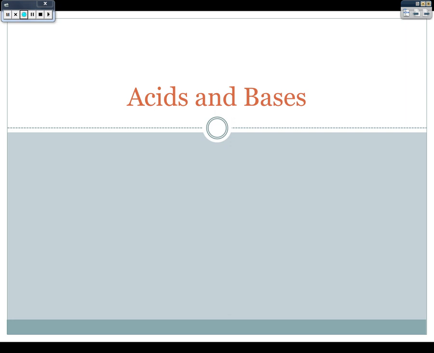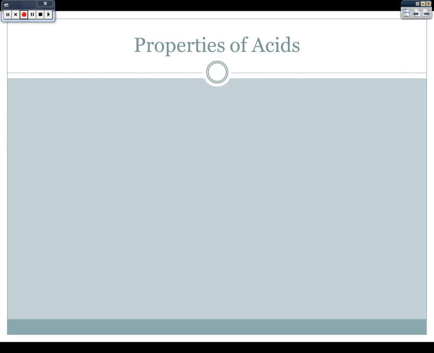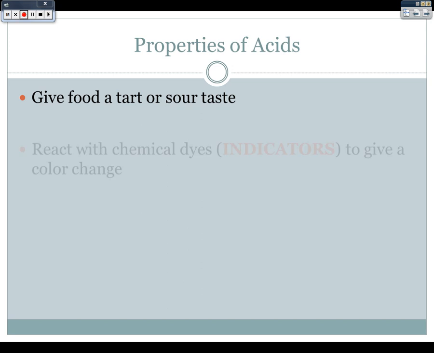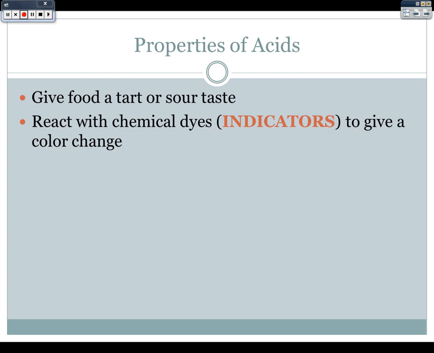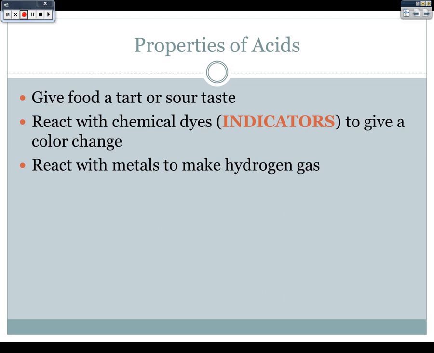Alright, so let's talk about acids and bases. This is going to be our second to last topic, okay? So acids are the things that give food a tart or sour taste. They react with chemical dyes, which we call indicators, to give a color change. And depending on the indicator, depends on what the color change is going to be. They like to react with metals to make hydrogen gas, making that a single displacement reaction. So we've done that in the past, where you have a single displacement reaction and an acid is being worked on with metal. The metal comes in and displaces the hydrogen to make hydrogen gas. So you guys have seen that before.